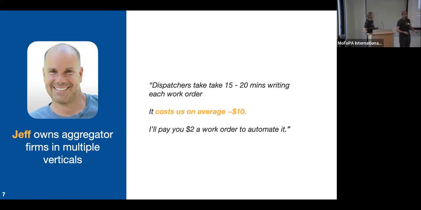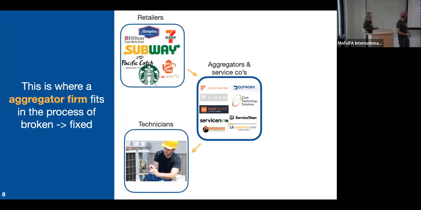So at their pay grade, it costs about $10 just to put together that short ticket to even start the work for the technician. So he straight up told us, if you can automate most of that process, I'll pay you $2 for each one of these work orders generated for me, so I don't have to pay somebody to Google stuff and type things.